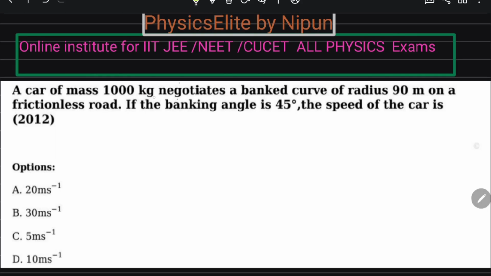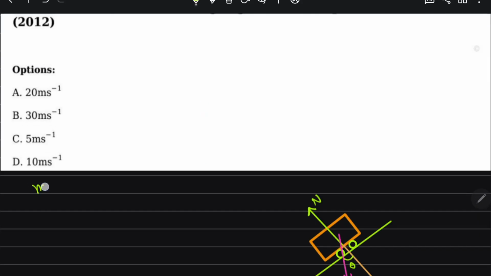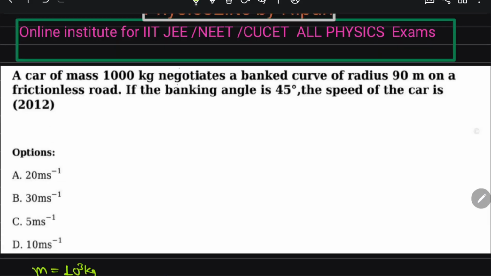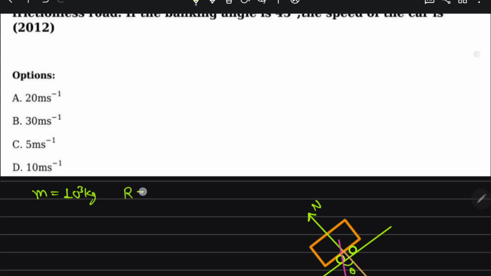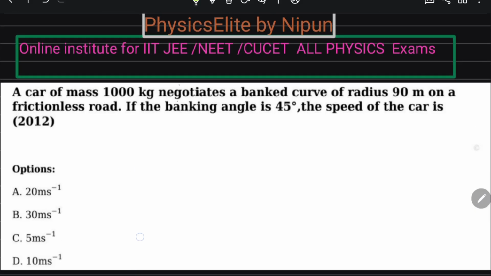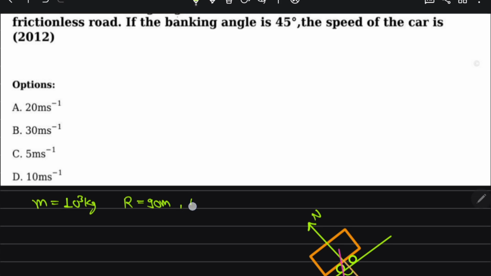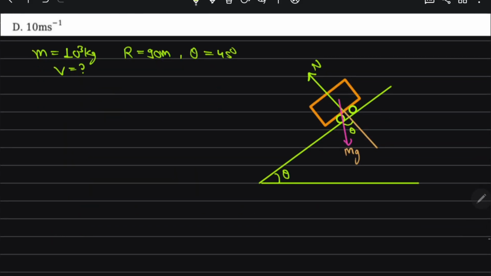A car of mass 1000 kg negotiates a banked curved road of radius 90 meter on a frictionless surface. If the banking angle is 45 degree, then they are asking the speed of the car.